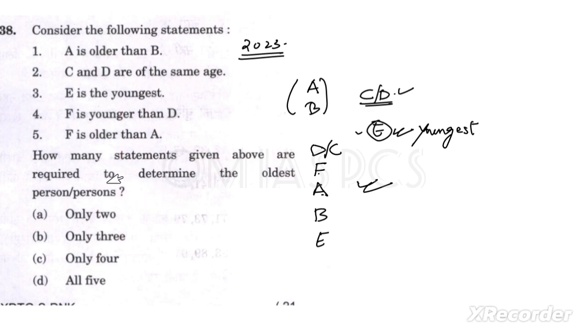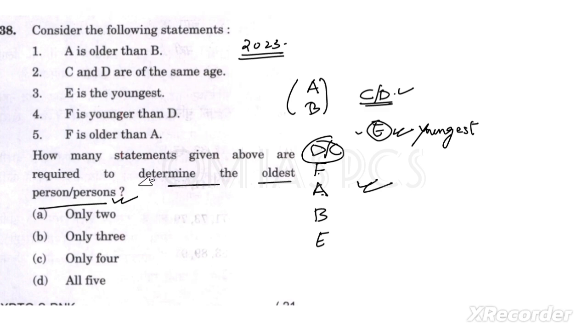Now we are required to determine the oldest person. Oldest person is which one? D or C? We are not getting the exact one, we are getting both D and C. That means the question is, we have to determine the oldest person or persons. This can be two persons or one person.